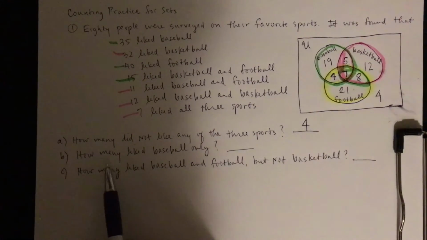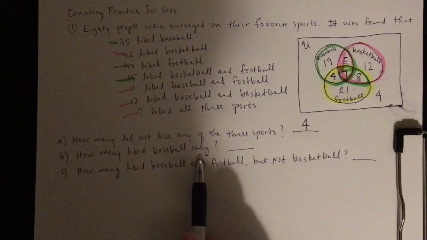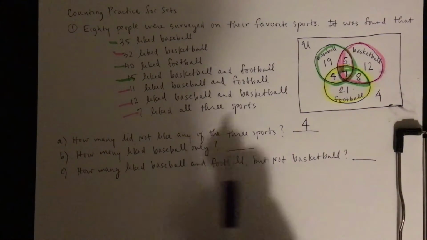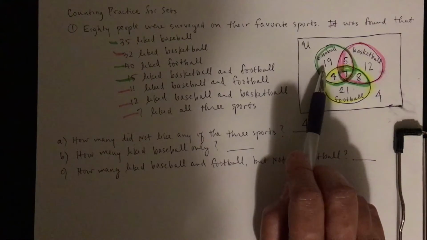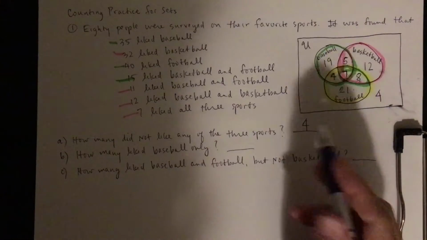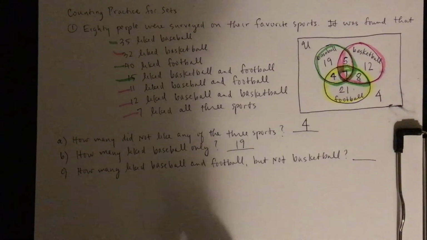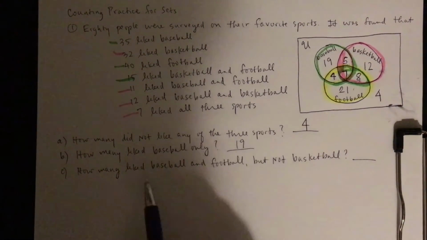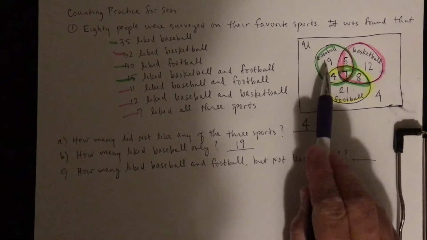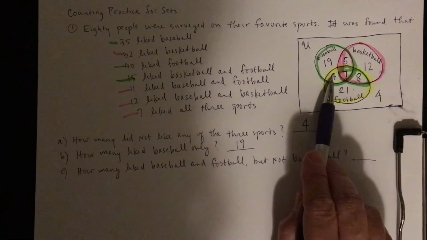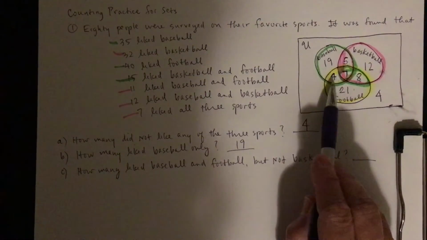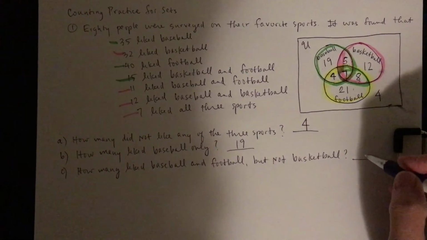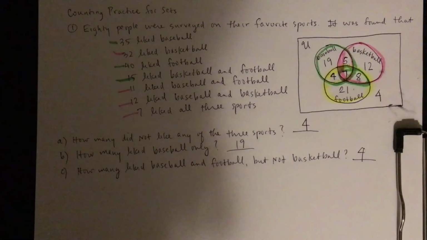For question B, how many liked baseball only? On the Venn diagram, that's going to be the 19, the number of people inside the baseball circle who are not included in any of the other circles. Part C, how many liked baseball and football but not basketball? That's going to be the people inside the baseball and the football circle, but not all three. So 4 people liked baseball and football, but not basketball.